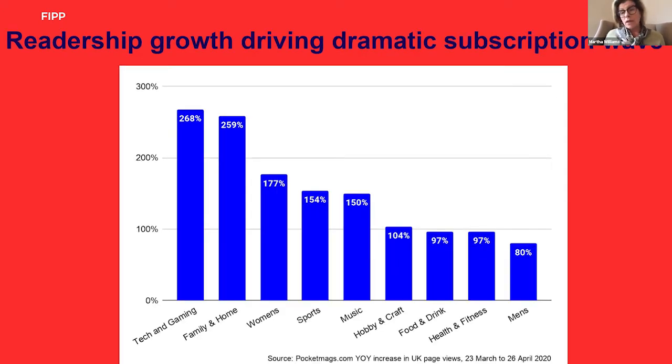And coinciding with that is a corollary to the content usage. Now there's a huge uptick in subscriptions in the UK. And of course, this trend is happening all over the world, according to our sources. Basically, here you see gigantic leaps in subscriptions for tech and gaming, 268%, family and home, 259%, women's 177% increase in subscriptions. And this is in the UK once again, but again, we're seeing this all over the world.